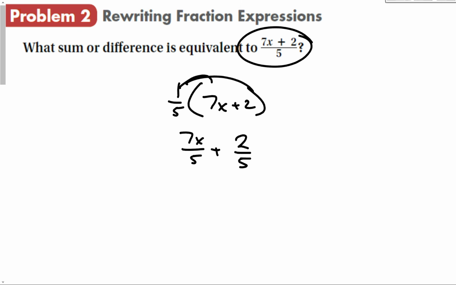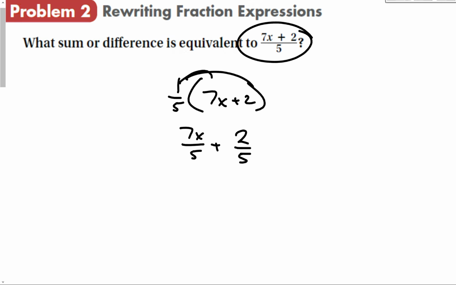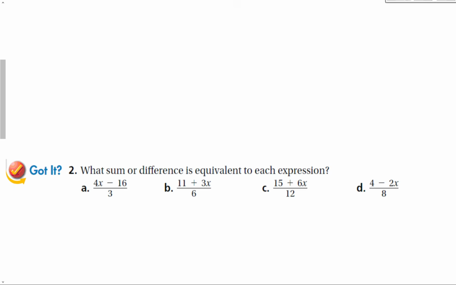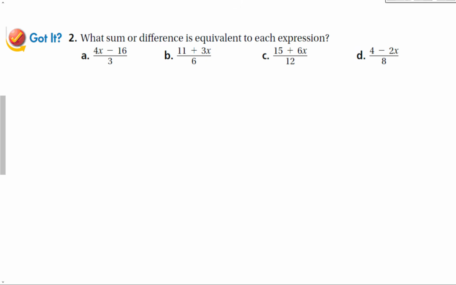So let's look at a couple more examples of that, because that one might have been a little confusing. We'll look at these, and we're just going to separate these. We can think of this as 1/3 times 4x minus 16 to give me 4x over 3 minus 16 over 3. And then if you can simplify, you should. We can't here.